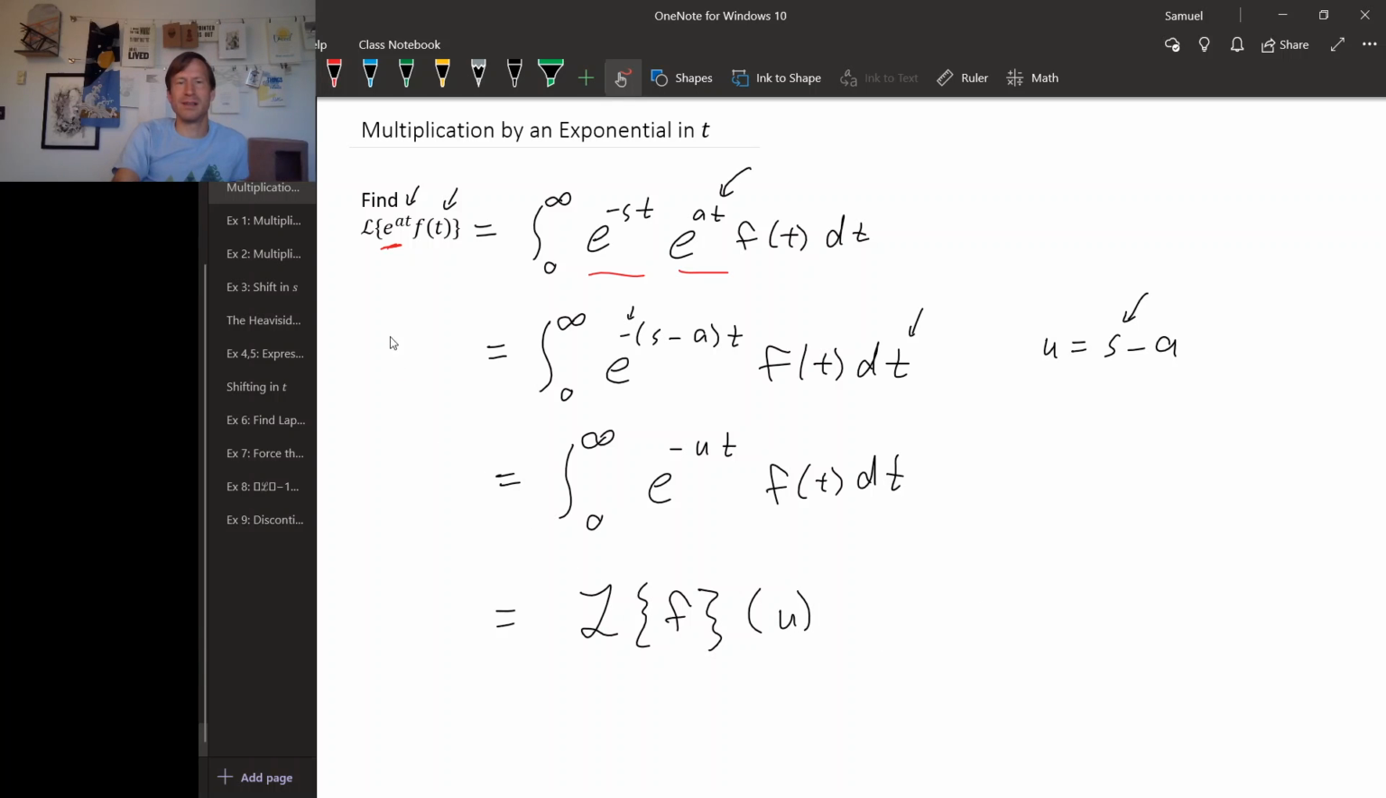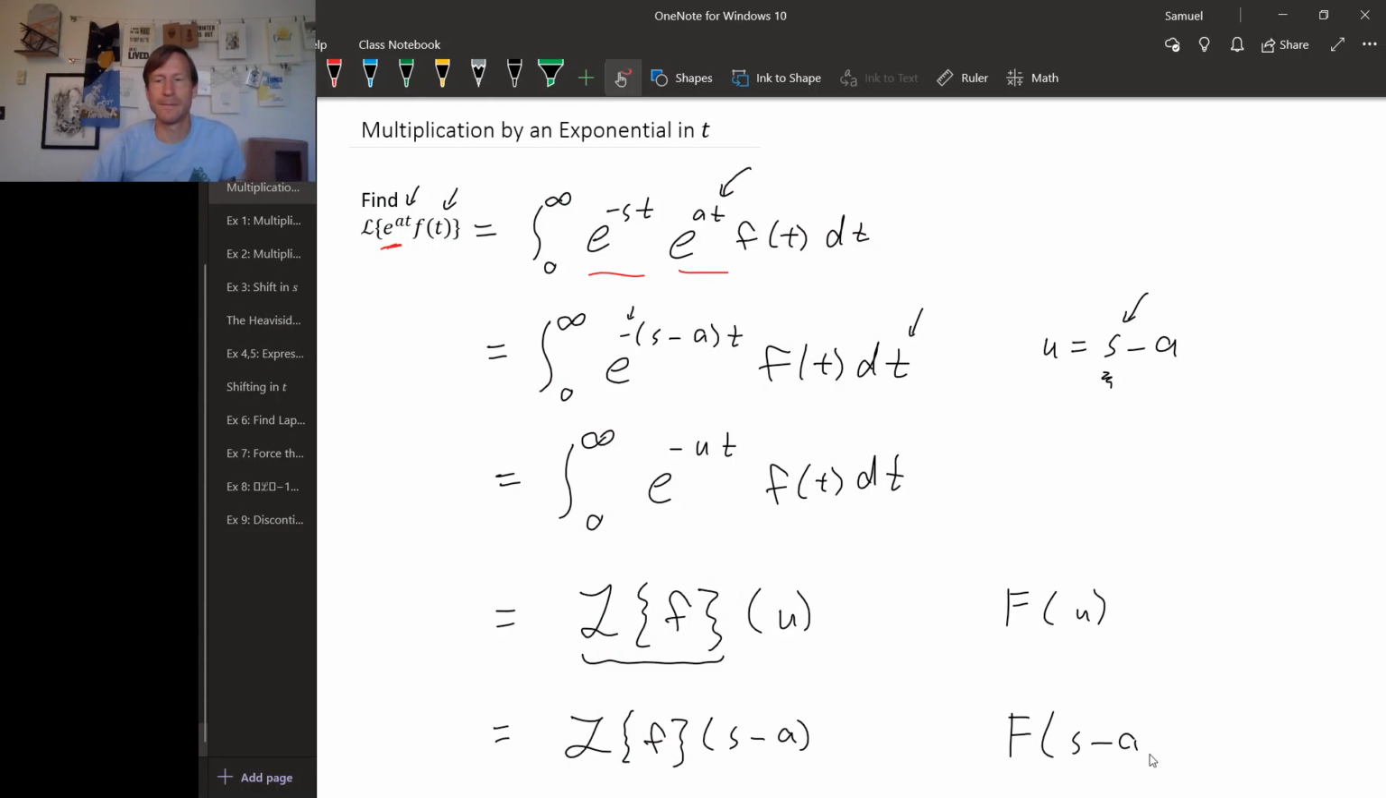I've been using this notation where the Laplace transform of f is script L applied to f. If you use the notation where the Laplace transform of f is just, you denote it capital F, then this would look like capital F of u, like this. But, right, we need to get back to our variable s, so undo our substitution. We get the Laplace transform of f of s minus a, or if you're using the capital F notation, this would be capital F of s minus a. So what we found, right, this is the Laplace transform of e to the at times f of t.